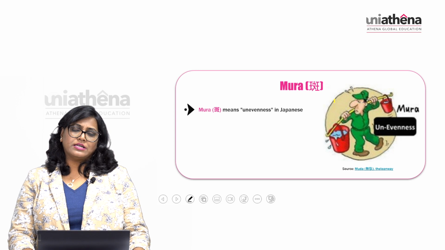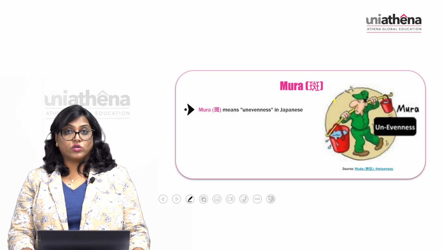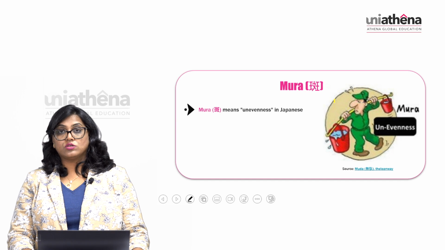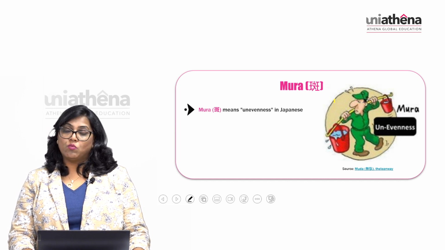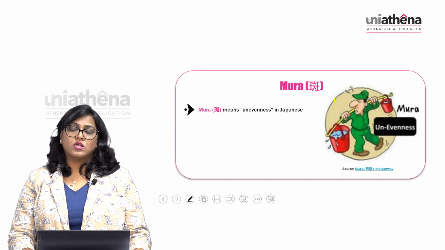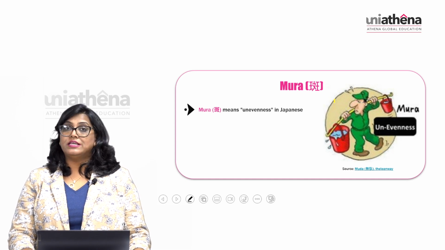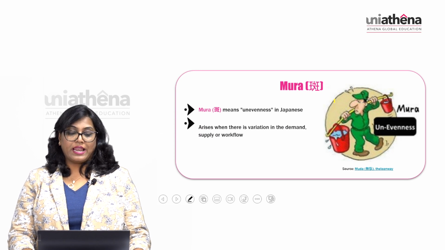Look at that particular diagram on this slide where we see the man carrying the bucket on his back has 2 buckets of water where one bucket is heavily filled while the other bucket has very little water, causing an imbalance which is causing unevenness. So this is what it means by unevenness in Mura in the Japanese language.